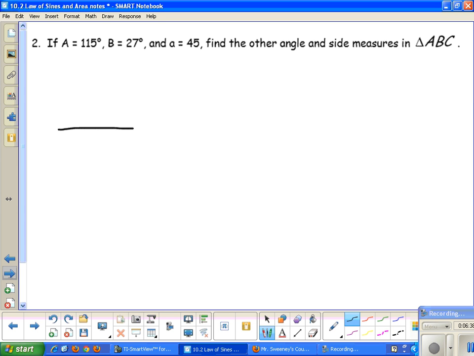So we have our triangle. I'm going to call this A because we want this to be 115 degrees. And let's call this B, so this would be 27 degrees. And I'm going to call this C, so we know that over here this is 45, length A. Now, if you notice, you have an angle and a side, so this is angle, side, which means I can use the law of sines.